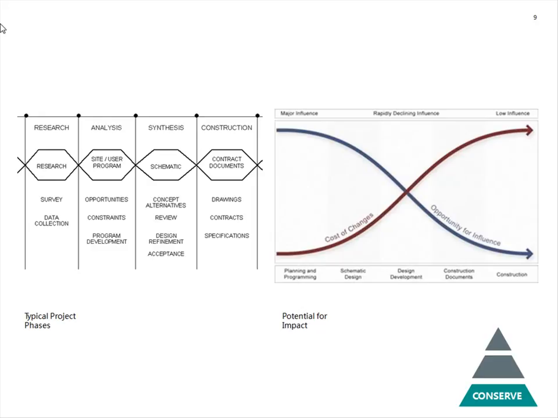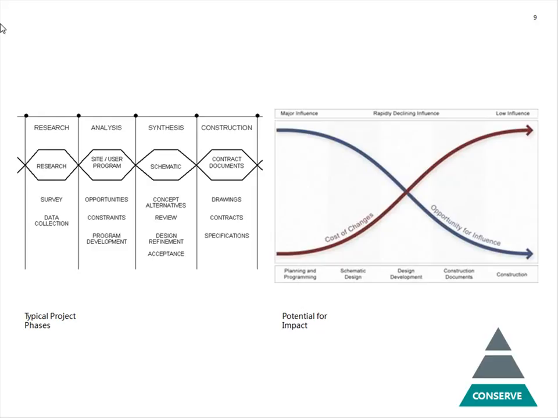There's an inverse proportion between the opportunity for influence and the cost of making changes as you move through a project. So the earlier in your project you're able to set priorities, understand hierarchies, and implement them in the decision-making process, the less it's going to cost to make changes later. As you go down this path, as more and more decisions are made, it becomes more and more expensive and more difficult to change your mind.